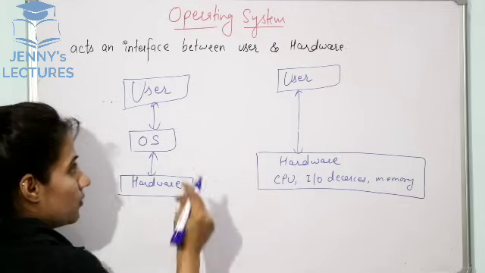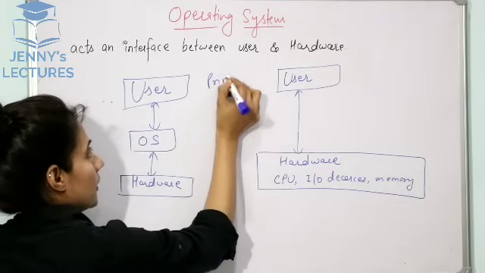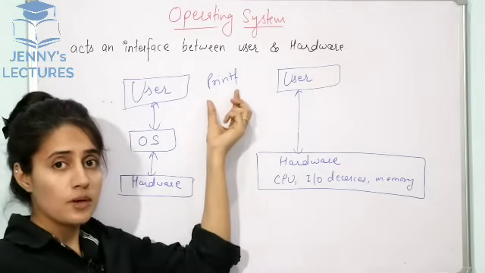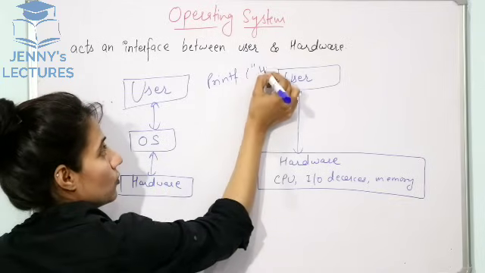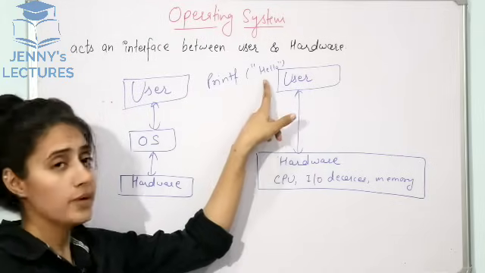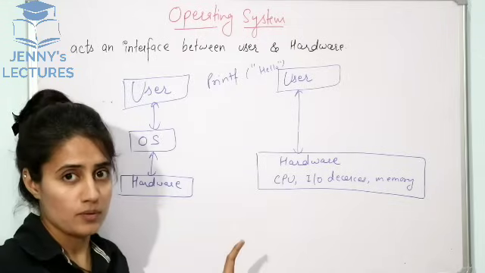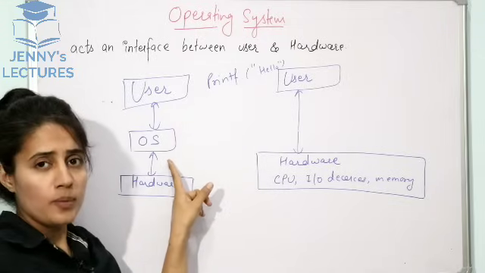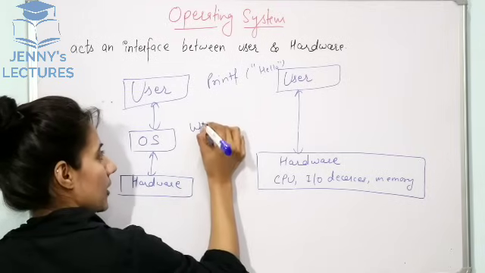Let us take one example. When a user is writing a C program and you write printf, what will happen? If you want to print hello, you will write printf and then hello, and hello would be printed on the screen. But that is not so simple. When printf is there, what will the operating system do? The operating system will make a system call to write.